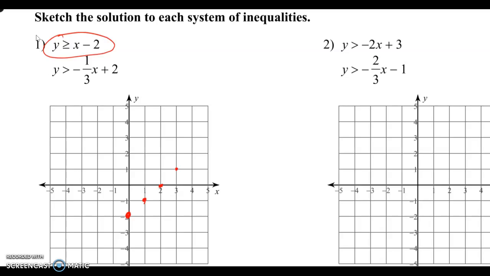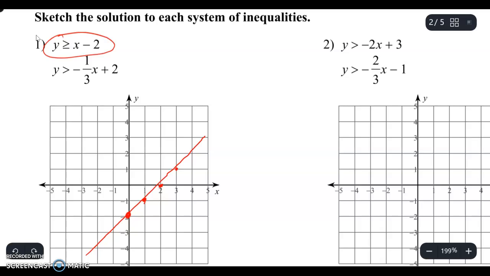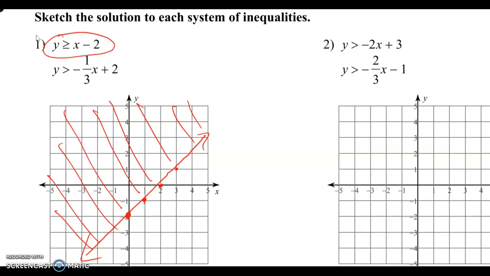Okay, and remember, you can go back and refer to the notes to figure out what type of line you draw. That's a solid line. Now, it's greater than, so I shade above. So I'm going to kind of shade above. I'm not going to shade too hard, just shade above. So that's the solution for this inequality. The solid line and everything above it. Okay. Now we're going to do this other one.